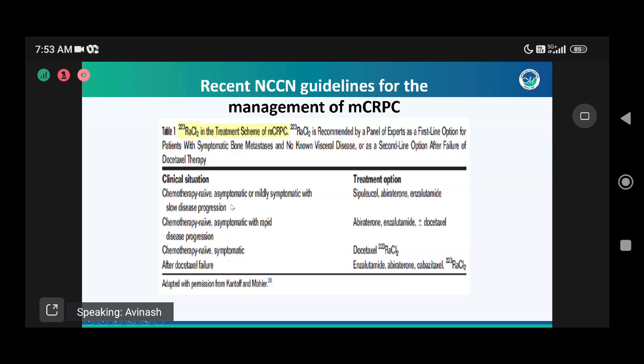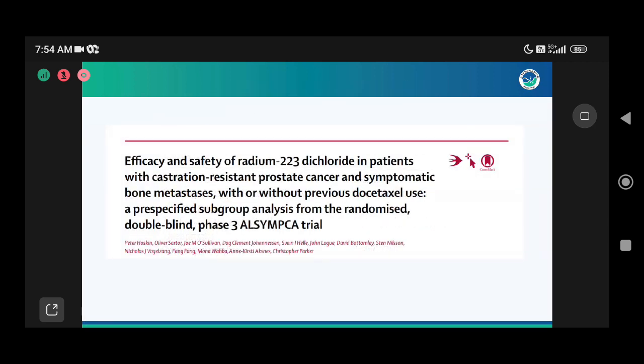HDB-EDTMP. NCCN guidelines for management of mCRPC show radium chloride used in symptomatic patients who have bone metastasis. Docetaxel as well as radium chloride is advised according to NCCN guidelines. Or if there is any docetaxel failure, then radium chloride can be given for bone metastasis. So these are the published studies on radium-223 dichloride in patients with castration-resistant prostate cancer and symptomatic bone metastasis with or without previous docetaxel use.